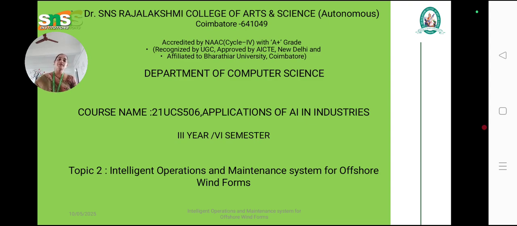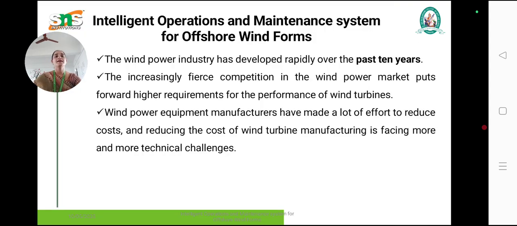So in this session we are going to discuss the intelligent operations and maintenance system for offshore wind farms in applications of industrial AI. So let's discuss. Offshore wind power is an industry which has developed rapidly over the past 10 years, and it is increasingly in the competition market, and the wind power market puts forward higher requirements for the performance of wind turbines.